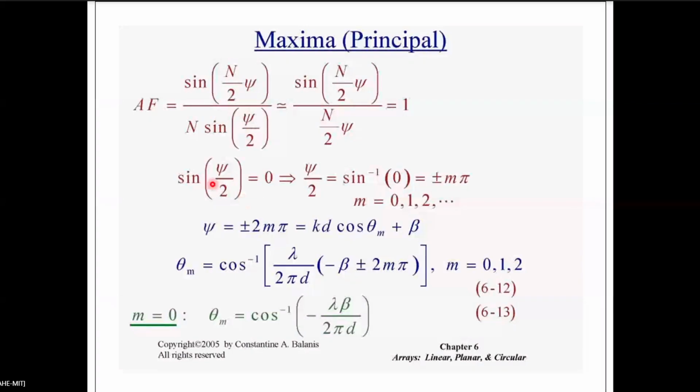When does this maximum occur? When the denominator is 0, sin(psi/2) is 0, that is psi/2 equal to m pi, where m is 0, 1, 2, 3 and so on. So psi is equal to 2m pi, and theta m is equal to this one, theta maximum. Why do we find this? To find the direction of the main lobe. So for m equal to 0, theta m is equal to this expression.